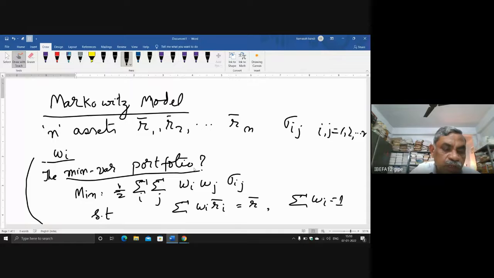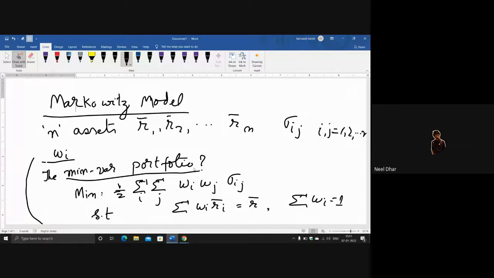So here, sometimes through analytical methods, you may not be able to work out a feasible solution. Sometimes it is very cumbersome. So could you please explain the double summation of wi wj sigma ij, how does one read that?